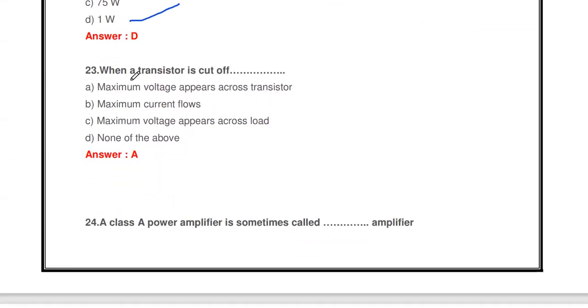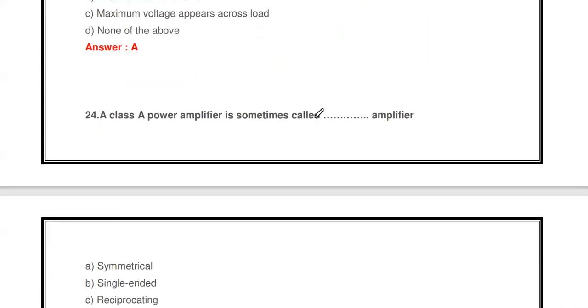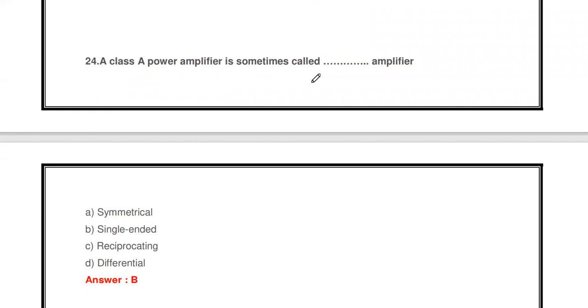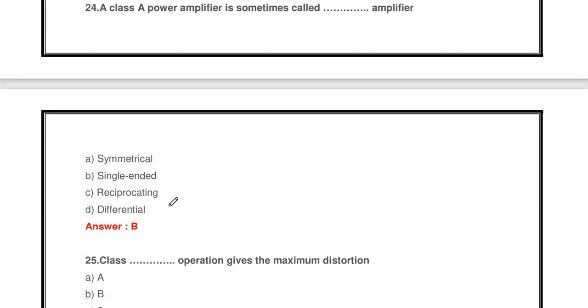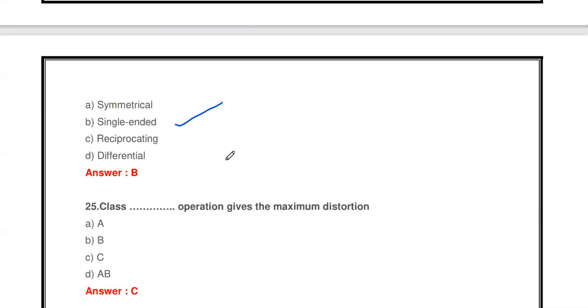Then, when a transistor is cut off: maximum voltage appears across the transistor, maximum current flows, maximum voltage appears across the load, or none of the above. Maximum voltage appears across the transistor in cut off mode. Then the next one: a class A power amplifier is sometimes called dash amplifier: symmetrical, single-ended, reciprocating, or differential. The class A power amplifier is called a single-ended amplifier. It uses only one transistor.